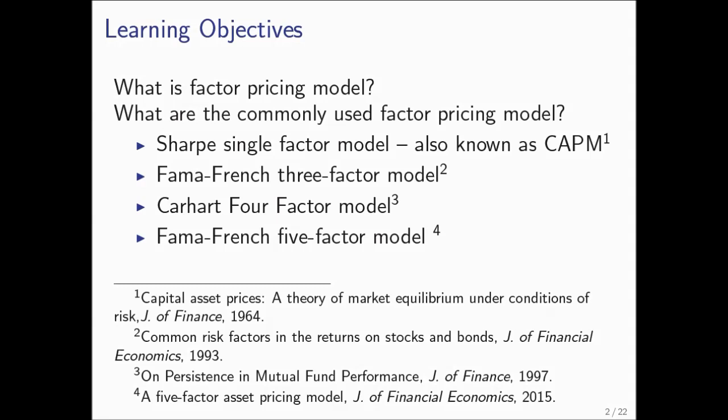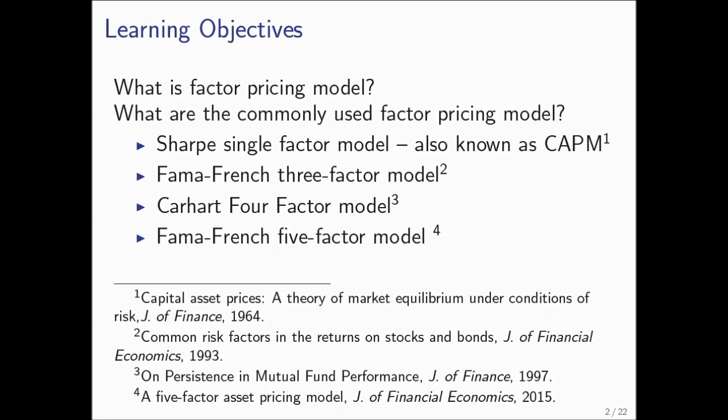The second model we are going to talk about is the Fama-French three-factor model. This is a well-cited paper, the most well-cited paper in finance, and it basically extends the CAPM model to include two other factors. One captures the size effect, the other captures the value effect. We'll elaborate on that later. And the next one is the Carhart four-factor model.